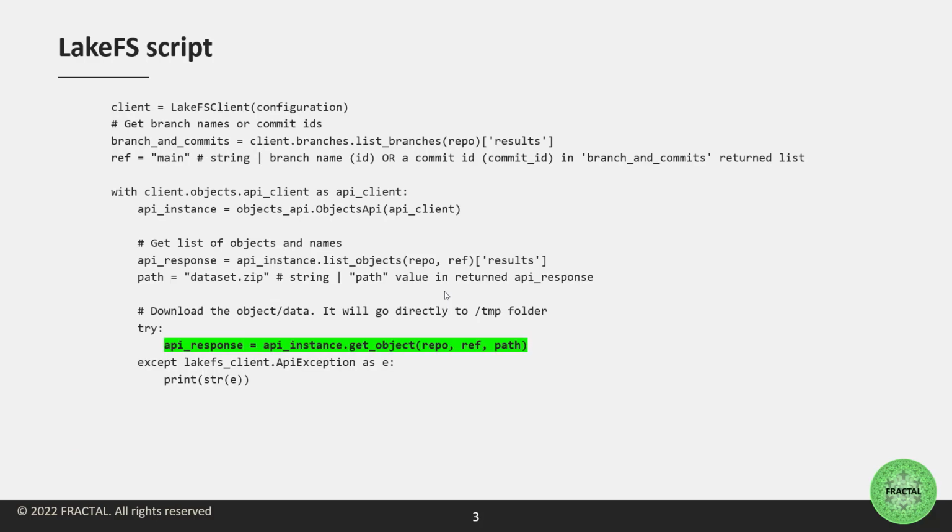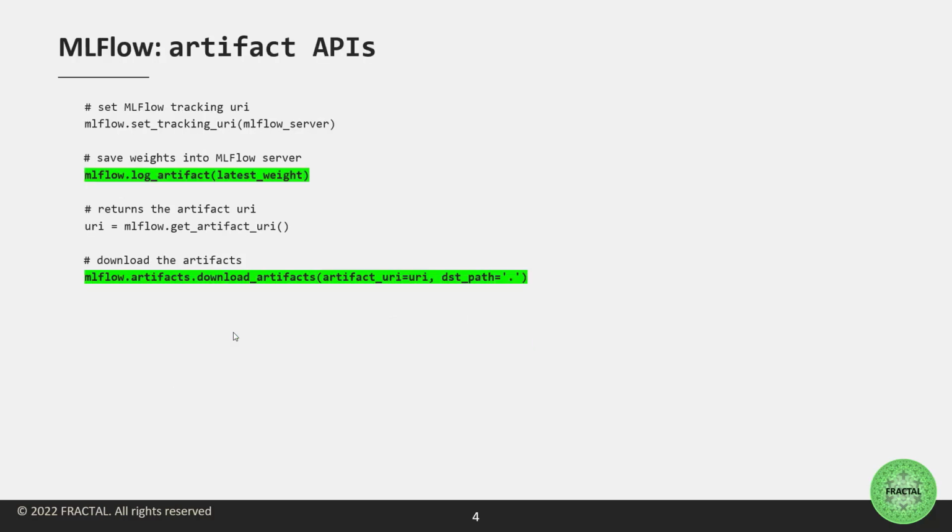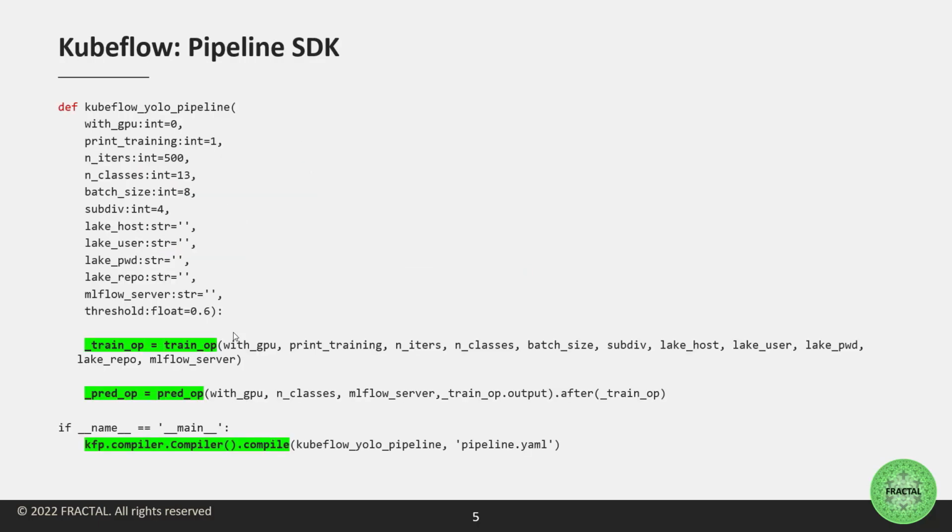So let's have a quick look at the script. This one is the LakeFS script, which is basically getting the data using this API. This one is the MLflow, which is simpler and allows to connect to the MLflow server and to get and store the information. And this is the kubeflow pipeline SDK, but we will describe it later in more details.